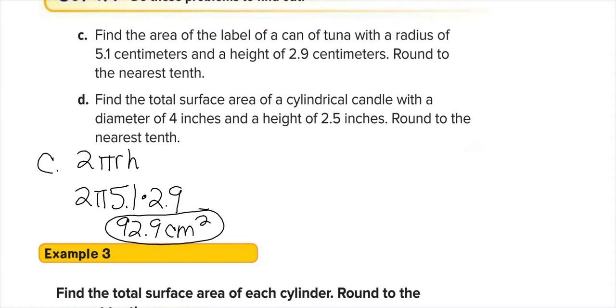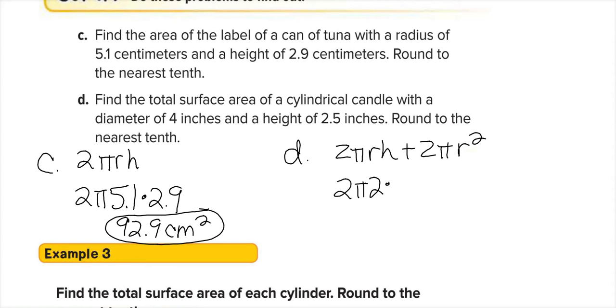Okay, this time we're going to find the total surface area of a cylindrical candle with a diameter of 4 inches and a height of 2.5 inches. So this time we're doing the whole thing. So we're going to do 2 pi r h plus 2 pi r squared. All right, so we got 2 pi. Radius is, oh, they gave us the diameter. So if the diameter is 4, then what would be the radius? That would be 2. Or we just got to divide it by 2.